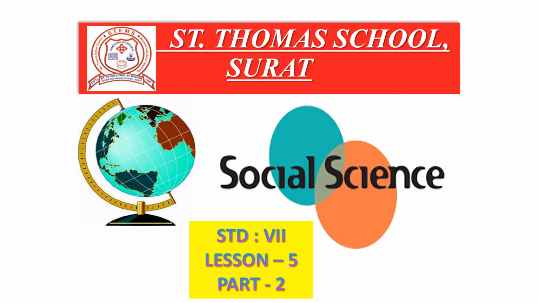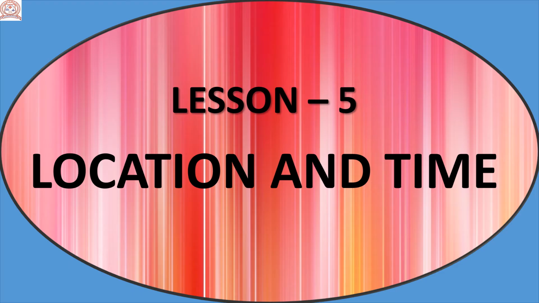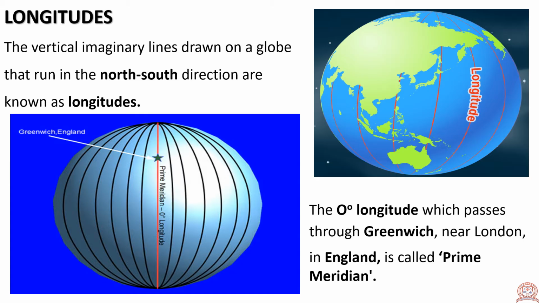Today we are going to learn the second part of your fifth lesson. Your fifth lesson is Location and Time. In the previous class we learned about latitudes. Latitudes are horizontal imaginary lines drawn on the globe in the east-west direction.